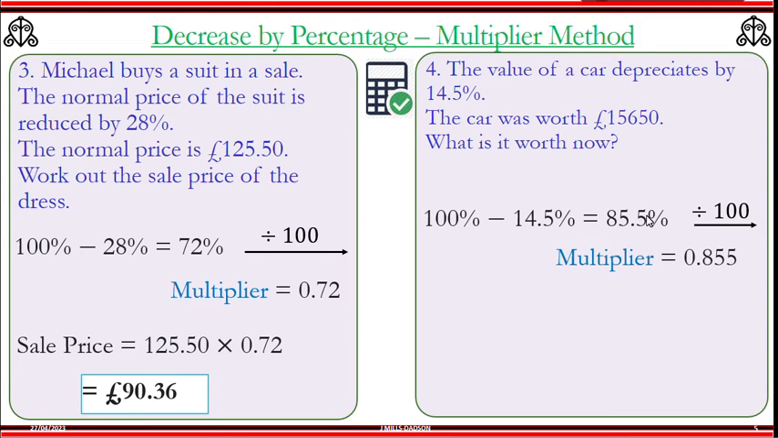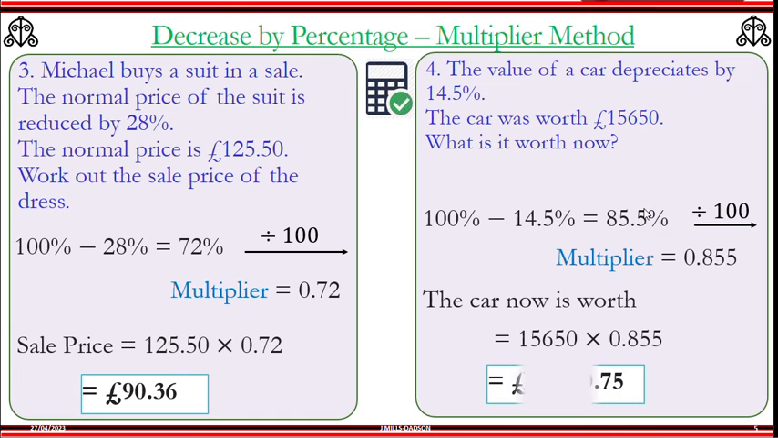So to know the worth of the car now, it is the original price times 0.855, and that gives us £13,380.75. So the car is now worth £13,380.75.